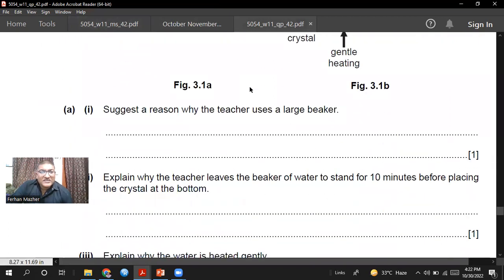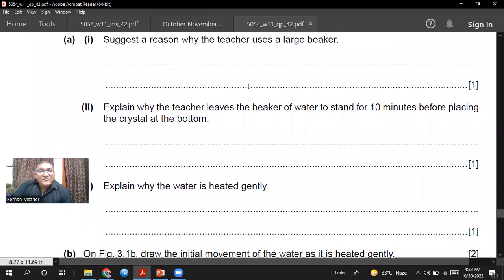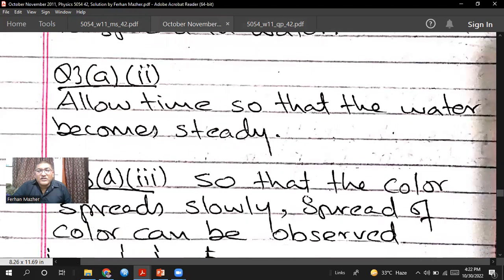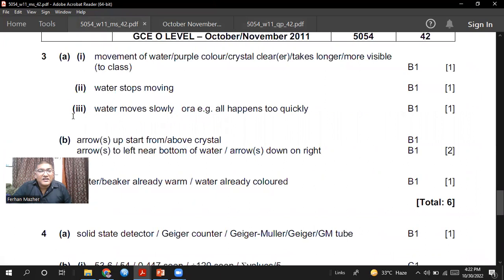Then the question is, explain why the teacher leaves the beaker of water to stand for 10 minutes before placing the crystal at the bottom. When you start your experiment and fill the water into that beaker, then before you put the purple crystal in the water, you wait for 10 minutes. Why do you wait? You let the water become totally calm and steady. Allow time so that the water becomes steady. The marking scheme says the water stops moving.